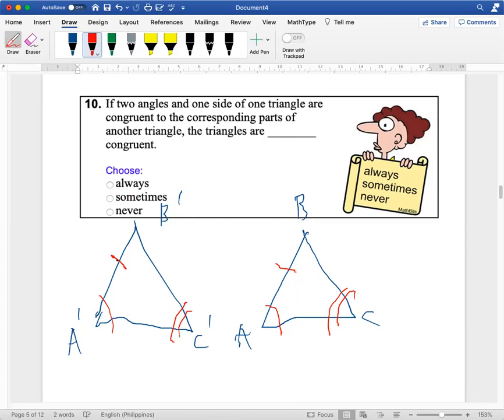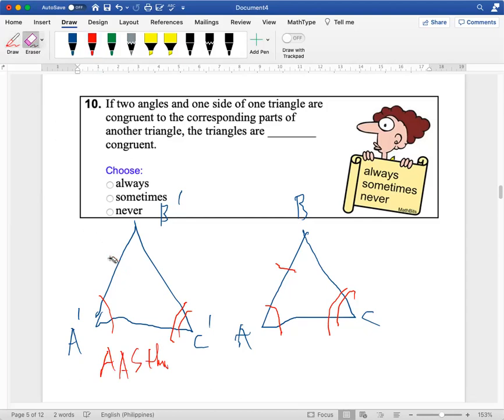Now, let's say the corresponding congruent side of these two triangles are AB and A prime B prime. So can we consider this as congruent? Yes, by what reason? By the AAS theorem. So this is still congruent, right?